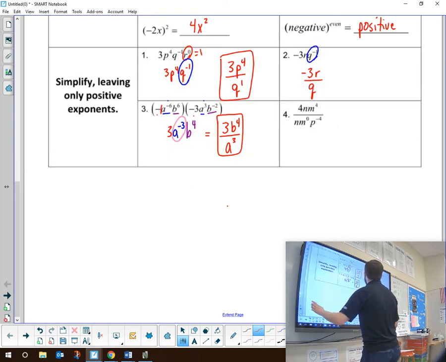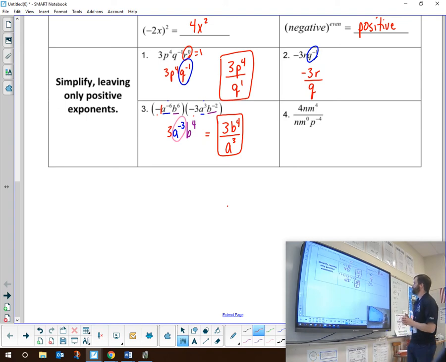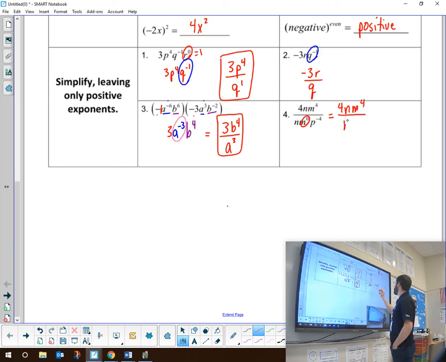Let's take a look at our last problem here, number 4. We have 4nm to the 4th over nm to the 0th and p to the negative 4. So we've got a lot going on here. First off, this m to the 0th, I can just cancel that out, right? That just equals 1. So let's rewrite this as 4nm to the 4th over np to the negative 4.